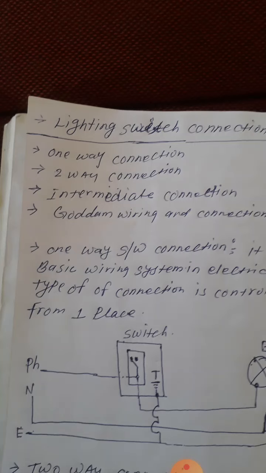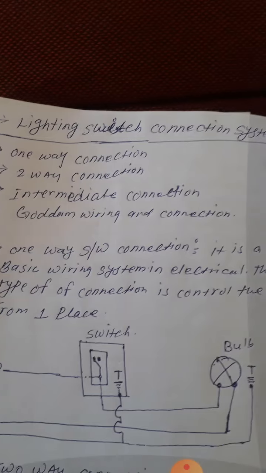Why do we use a switch? First you should know about this. We use a switch to control the load, to turn every piece of equipment on or off. If you switch off, the load is controlled. If you switch on, your equipment is running and taking the load. So the switch is used for this. One way is the basic wiring system.